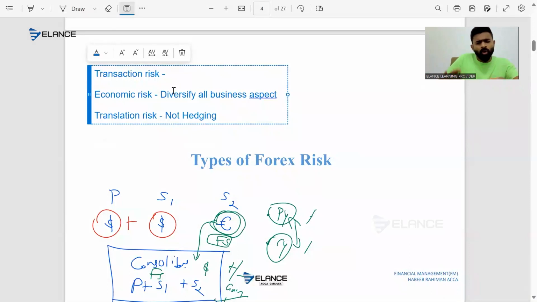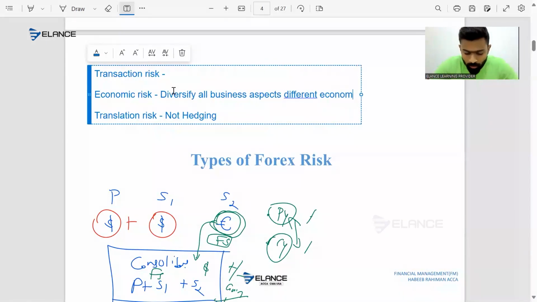To one economy or into different economies? What's your answer? Diversify all business aspects, not into only one economy but into different country economies, so that we are not prone to the risk of changes in a single economy.